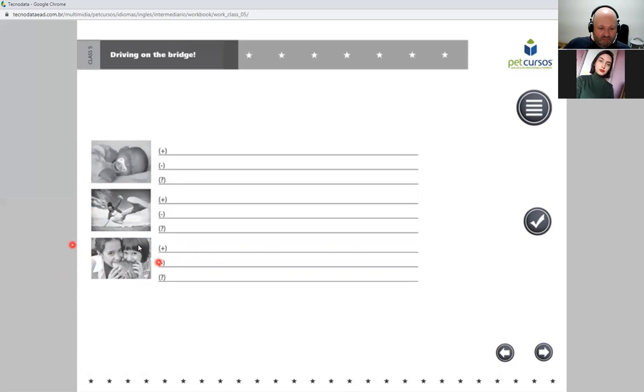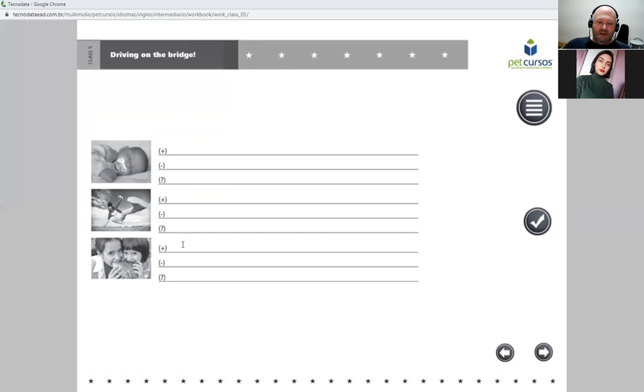And the two kids. Are those two kids or a mother and a daughter? Two kids. Okay. The children are eating some bread. Perfect. Are the children eating some bread? What did you mean? Children... As crianças estão comendo pão. Oh, they are eating. Okay. Very good.